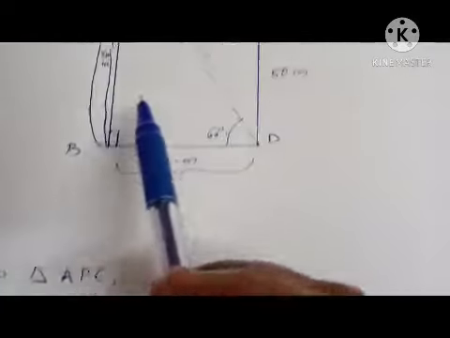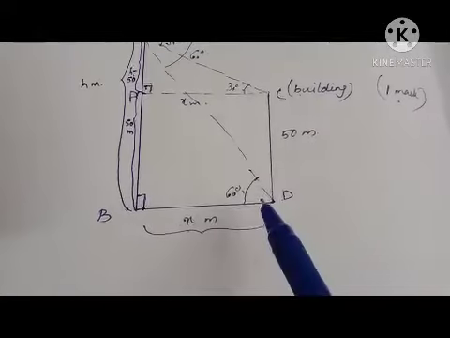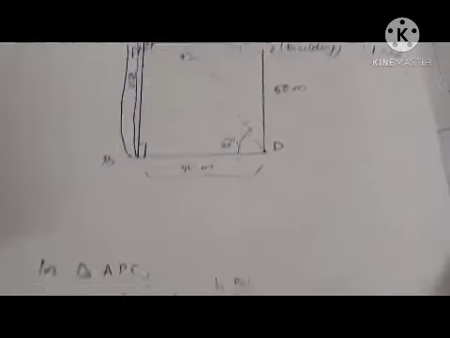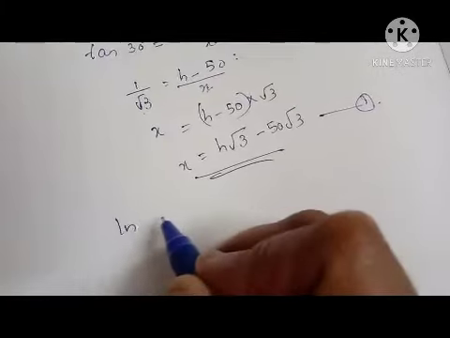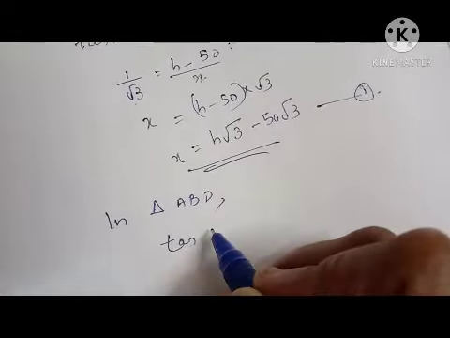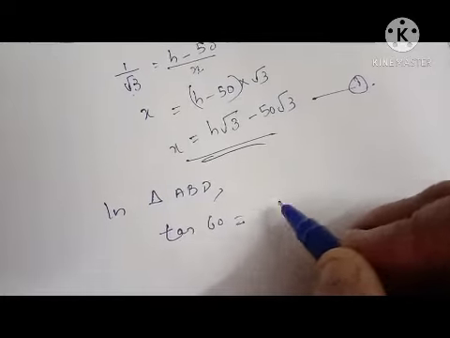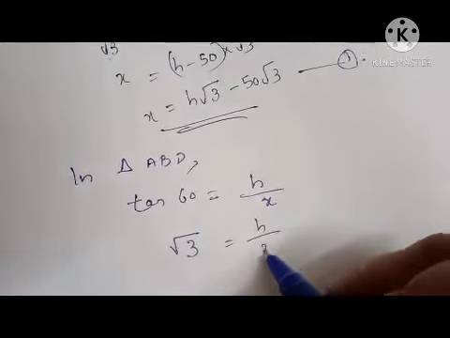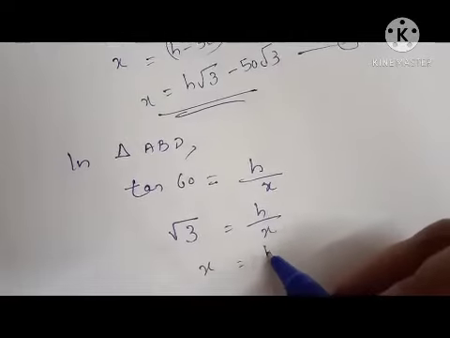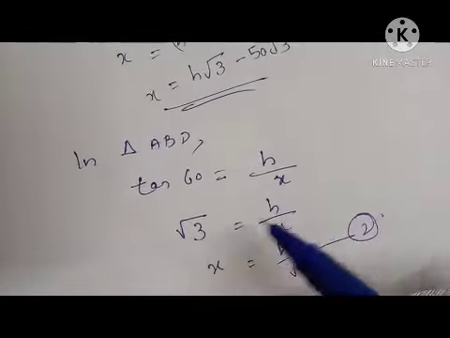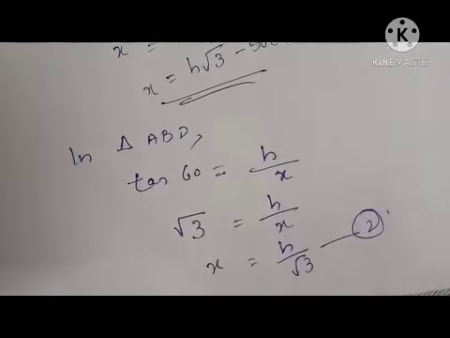Then what we have to consider? Another right triangle ABD. This is 60 degree. Opposite is h. Adjacent is x. Right? Then we can write in right triangle ABD, tan 60 equals opposite h, adjacent x, h by x. What is the value of tan 60? That is root 3. So h by x is root 3. So x equals h by root 3. This is equation number 2.